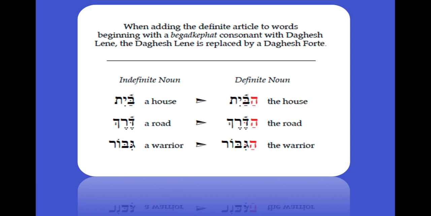Now here are some more examples. The dagesh lene is changed to the dagesh forte. Basically it's the same dot, it's just called differently. But usually when you look at a word in your text, this is going to be there. And if it looks like this, most of the time it is going to be a definite article. Sometimes, though, it is not.